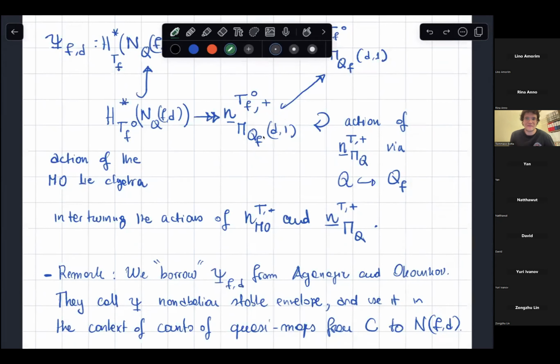Is the curve CP1? I think that a priori Nakajima allows general C. But in practice, for applications, they pick C equal to P1. Okay. So that's the origin of their map. We try to give it another life, and that's what we do.